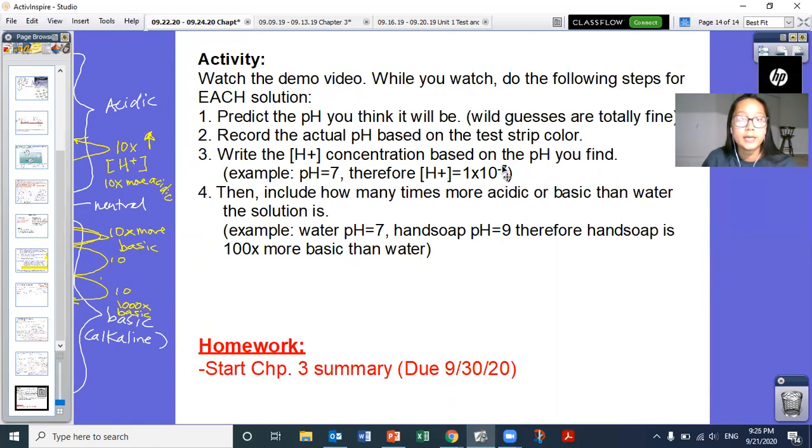Then 4, you're going to include how many times more basic than water the solution is. So we're going to compare everything to water. Remember, when you're jumping from water, which is a 7, up to an 8, that's 10 times more basic. It's not 1 times more basic, it's 10 times more basic, right?